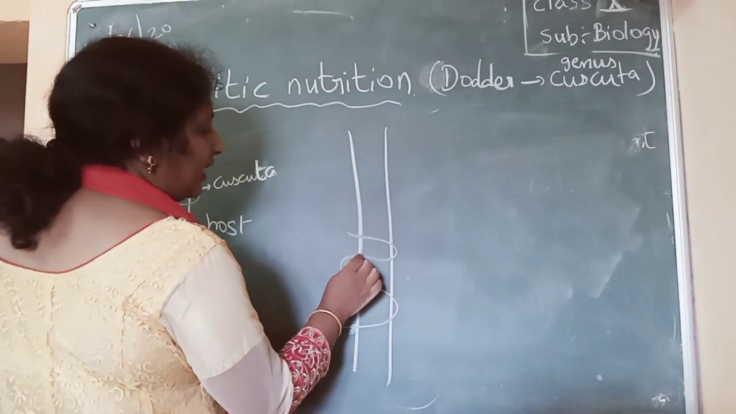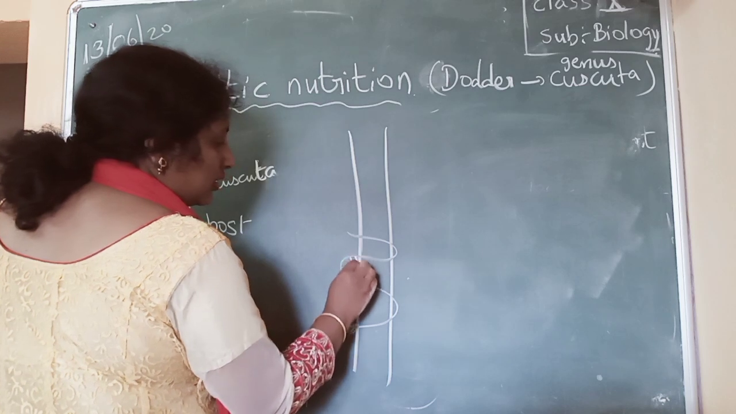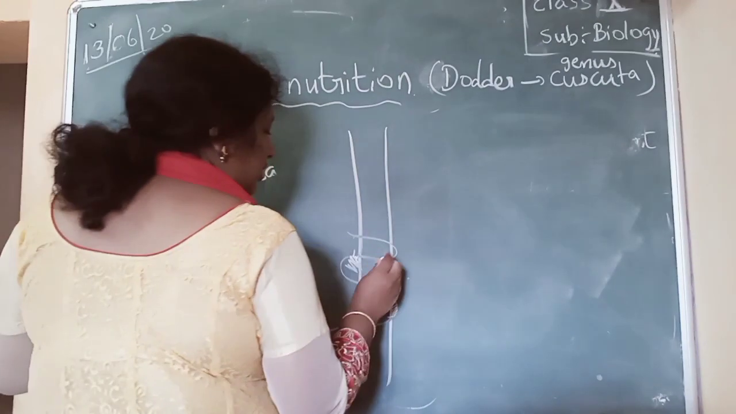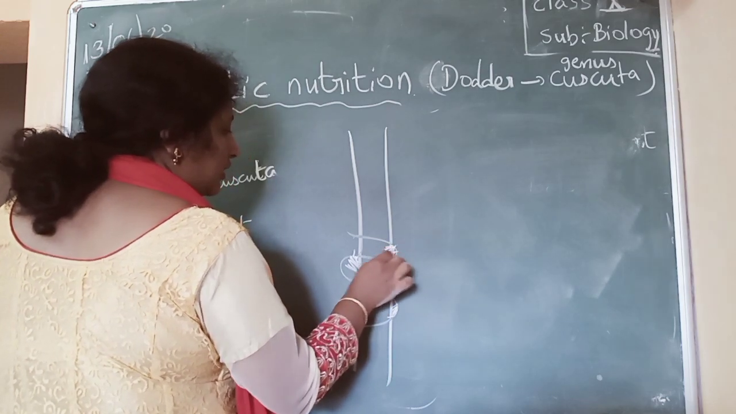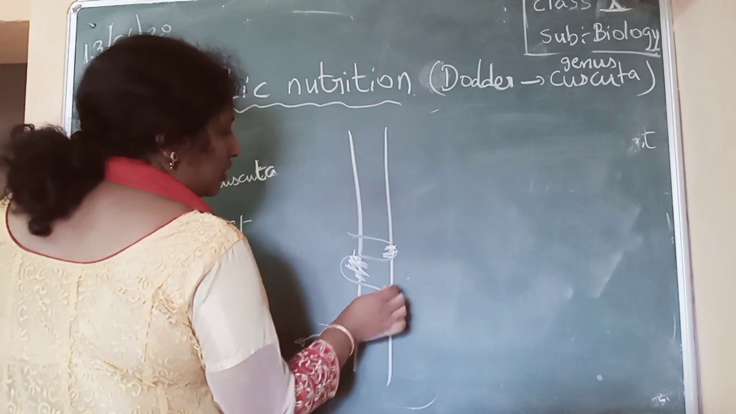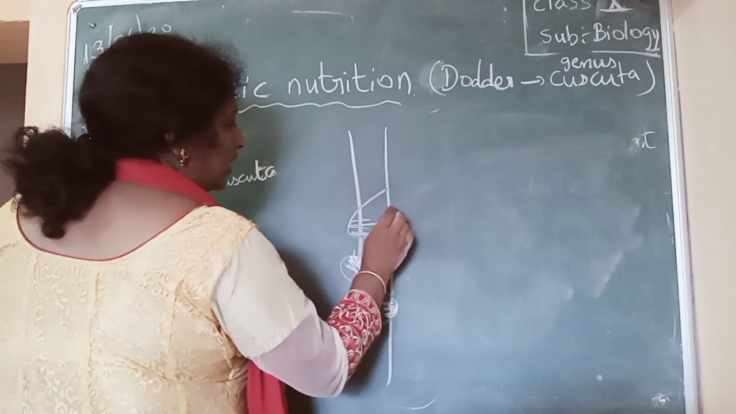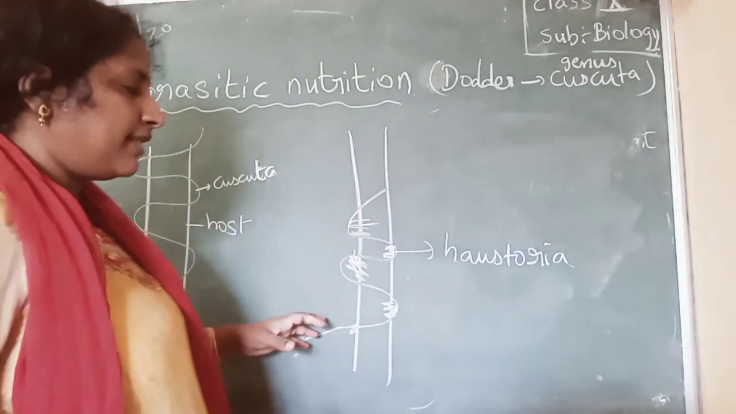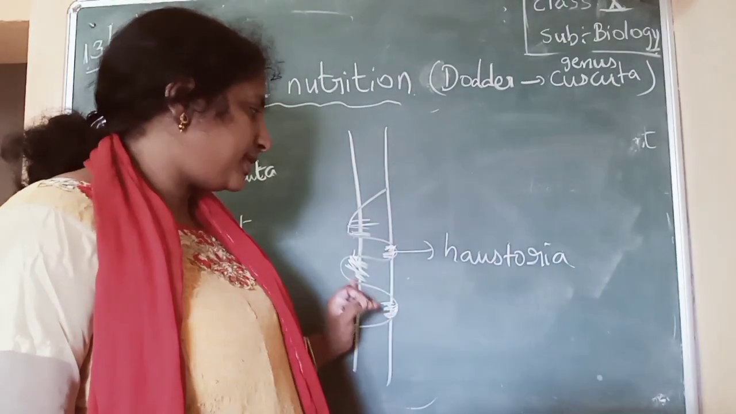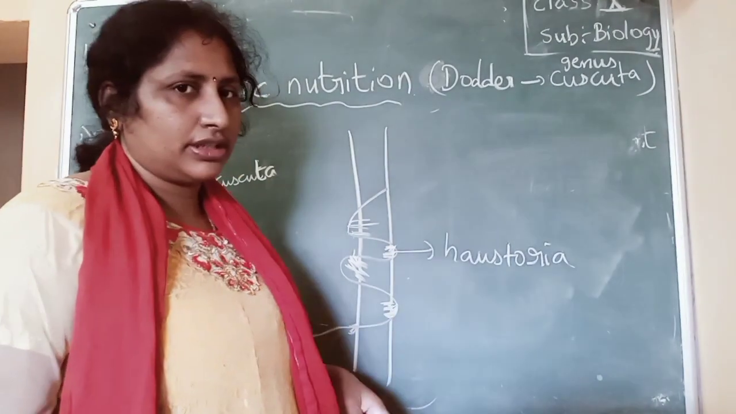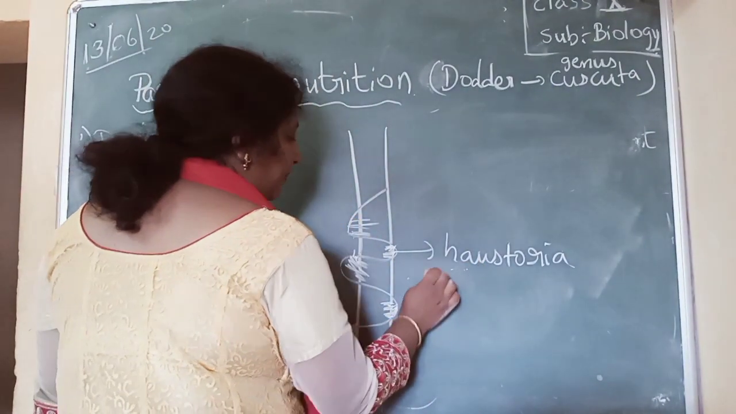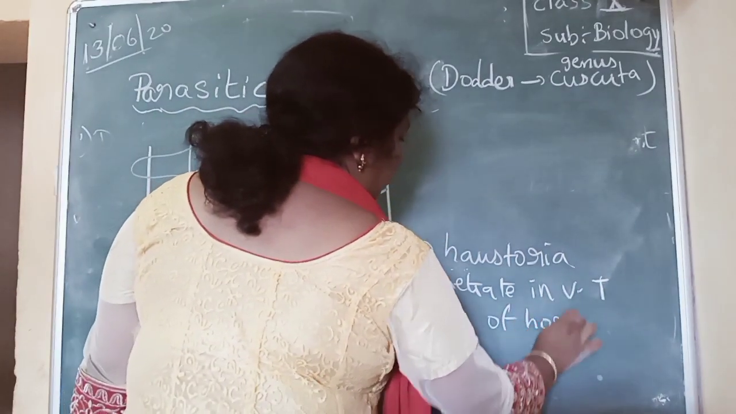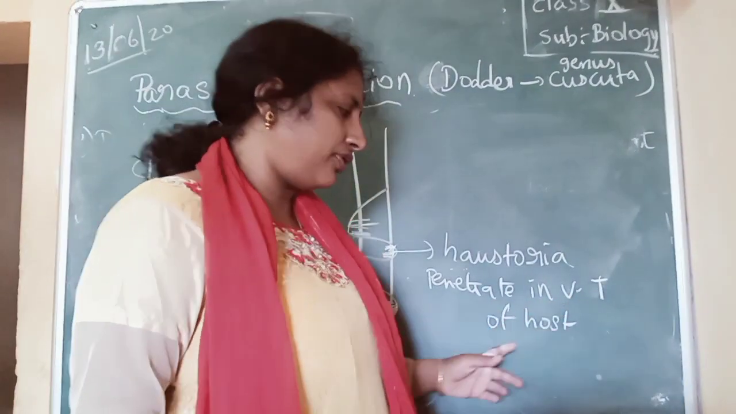Now once it has developed anchoring roots and starts growing on the host plant, it develops a special type of roots called haustoria. So the dodder plant, once attached to the host plant, develops special roots called haustoria. These haustoria will penetrate into the vascular tissue of the host plant.